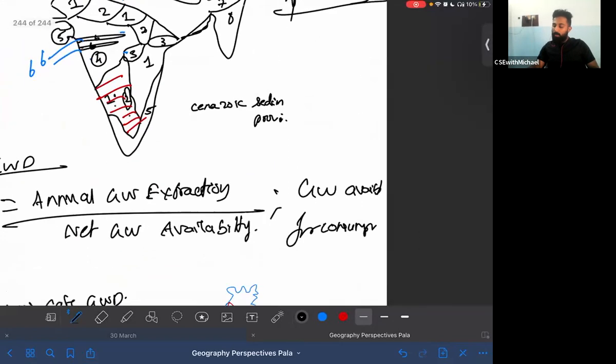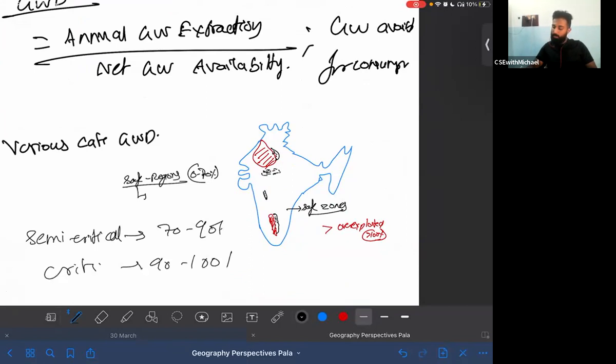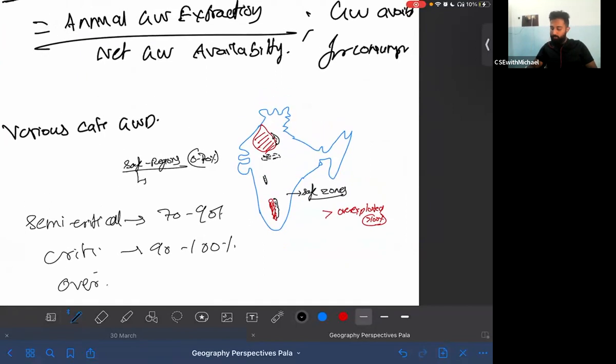Okay. These are safe zones where up to 70% of water is only extracted. Then you have the semi-critical zone where about 70 to 90% is exploited. Critical zones where 90 to 100% is exploited, and overexploited. Overexploited means more than what is replenished would be used. That is greater than 100% is used.